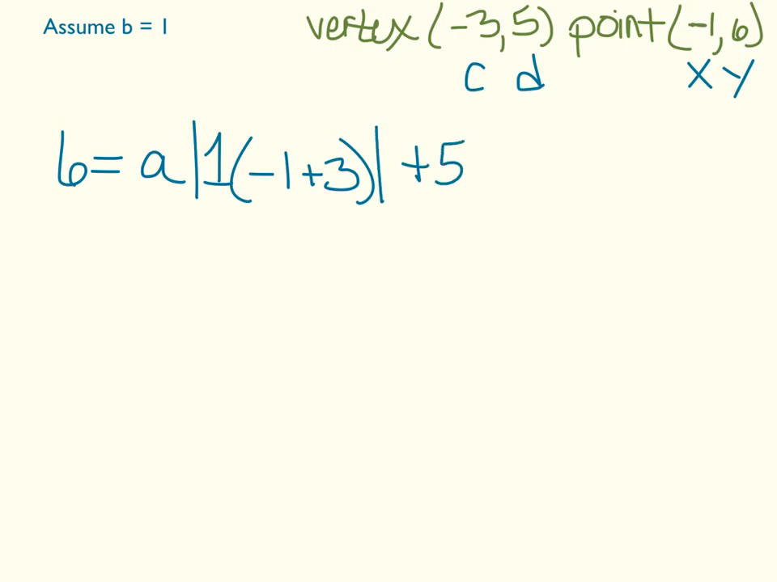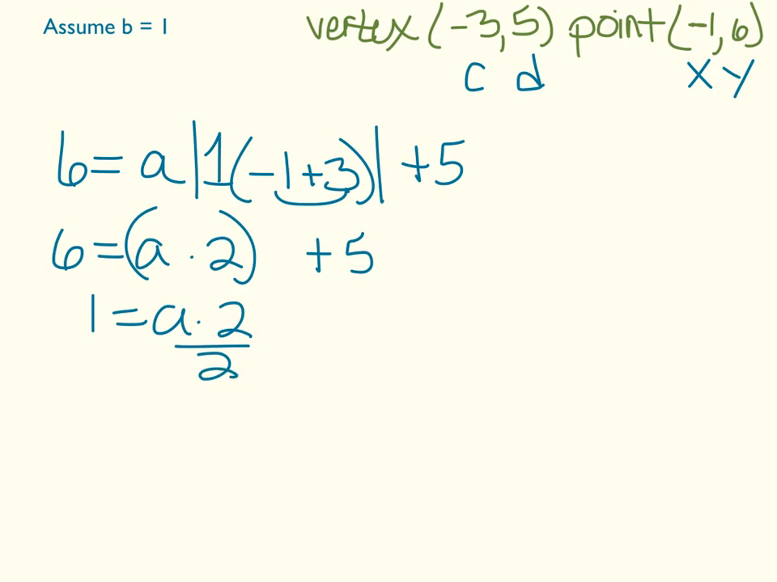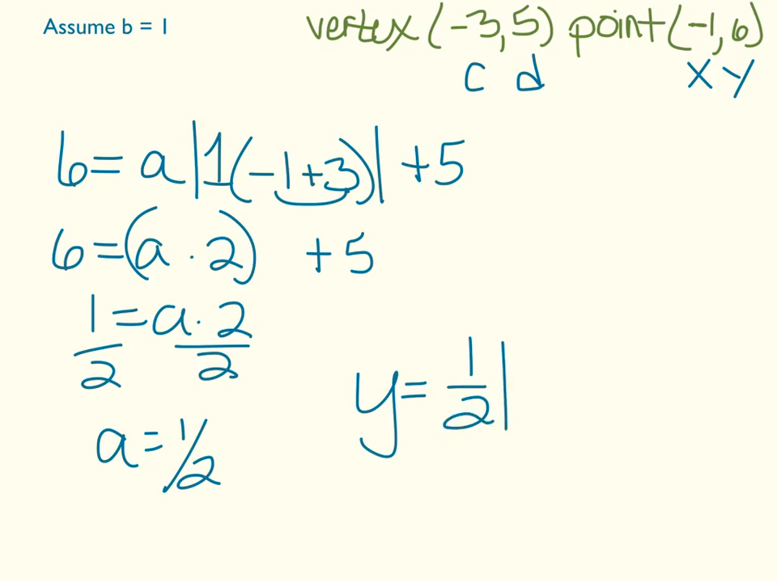So if we do all this work, we have 6 equals, and 3 plus -1 is 2, and 1 times 2 is 2, so we have A times 2, and then plus 5. So we're going to take away the 5. 1 equals A times 2. Divide by 2. A is 1/2. So when we write this one, we're going to say Y equals, or f of x equals, or whatever. And then A is 1/2 on the outside. Absolute value of x minus C, so x minus negative, so plus 3. Plus D, so plus 5.